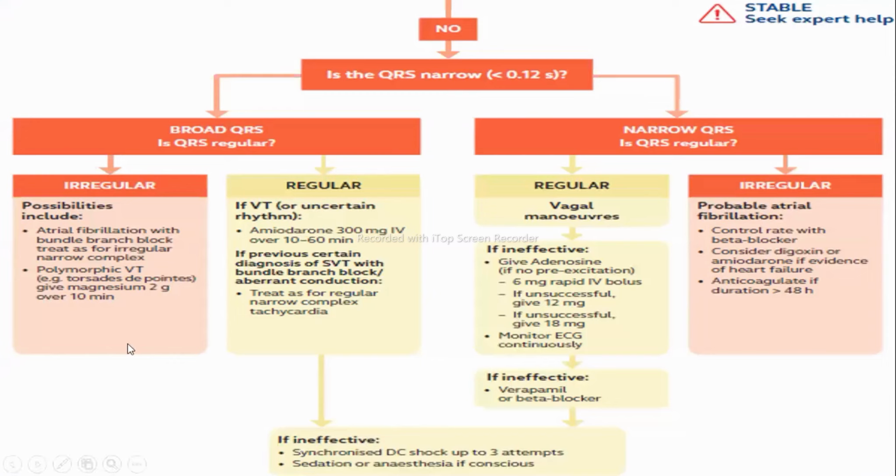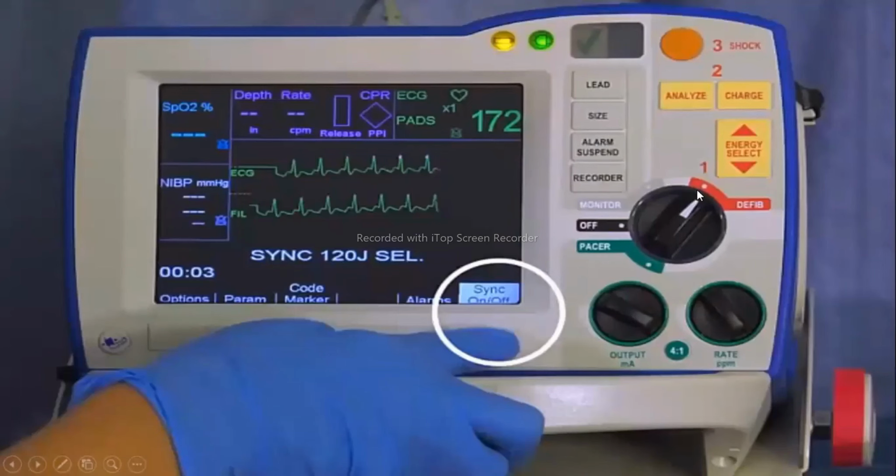If the patient is not responding to pharmacological cardioversion, so you can give synchronized DC shock up to 3 attempts again. And if the patient is conscious, you can give sedation or anesthesia. So here, this is the monitor, the defibrillator. Number 1, you will turn on. After that, analyze the charge.